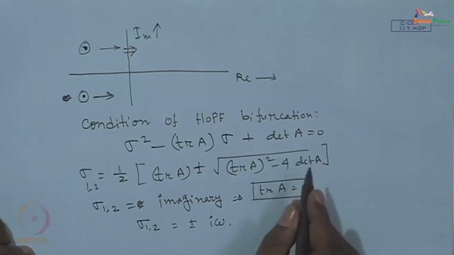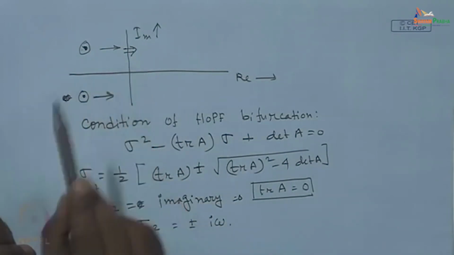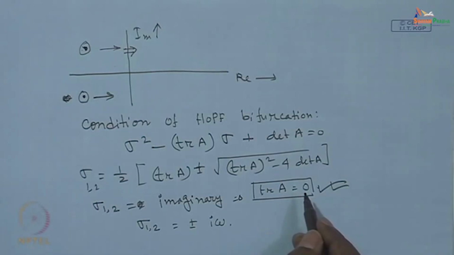So, the bifurcation point will be the condition when it moves from the left half plane to the right half plane, and the condition is trace of A equal to 0. By setting this condition on trace of A, we will get a condition on the parameters, so that the Hopf bifurcation point can be realized. So, one can get an idea of the Hopf bifurcation point and the saddle node bifurcation point, and based on that one can get an idea of the combination of the parameters, so that one can land up at the critical points or the bifurcation points.